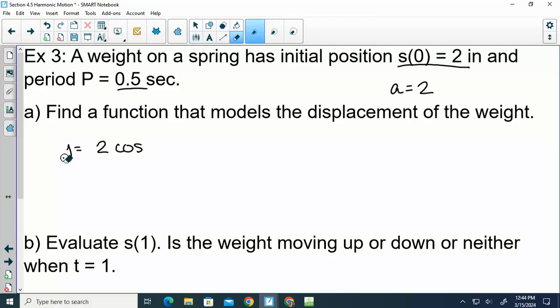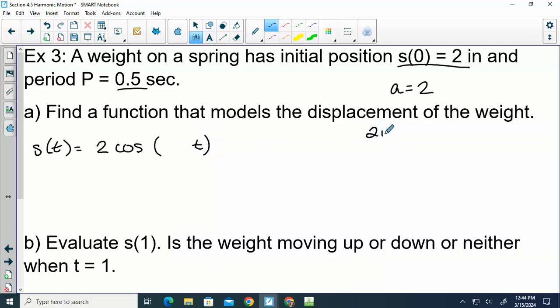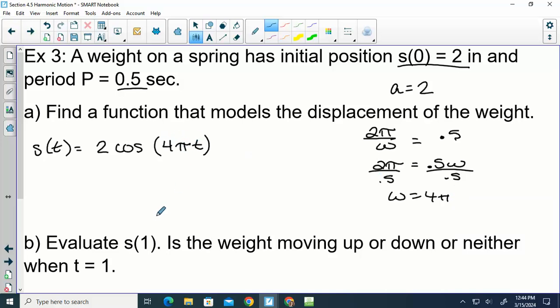I shouldn't say y, I should say s of t. That's the notation here. It doesn't really matter, but we get points off if we put y. Okay. Now I know my period, so I have to find what goes with my t. How do we find that? Reverse engineer. Period is 2 pi over omega, and the period of this is 0.5. So if you multiply over your omega, 2 pi divided by 0.5 is 4 pi. So our function is 2 cosine of 4 pi t.